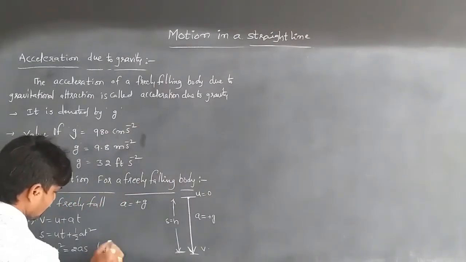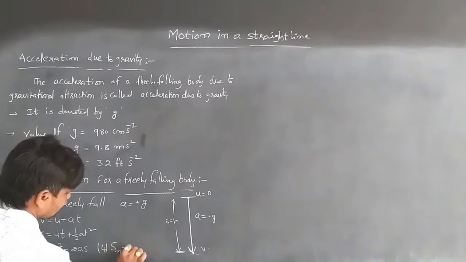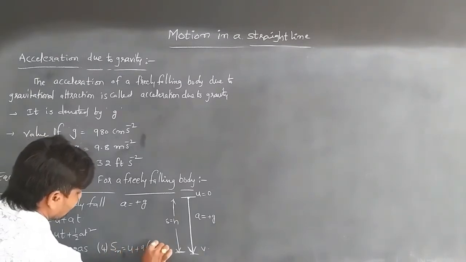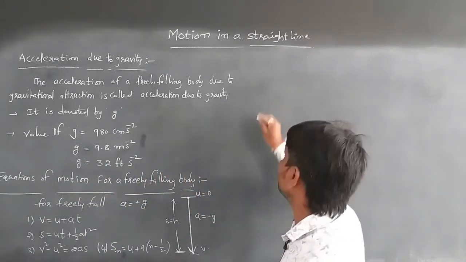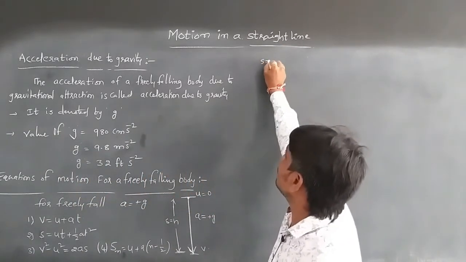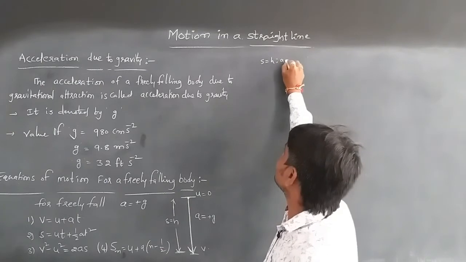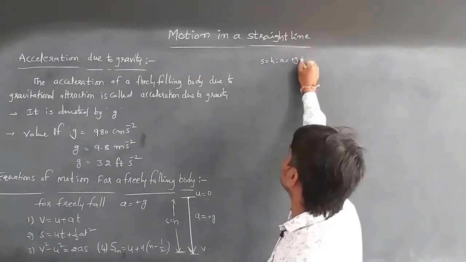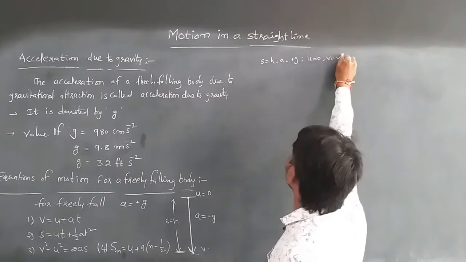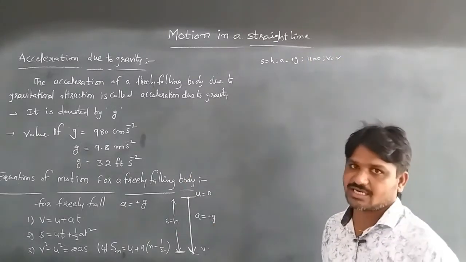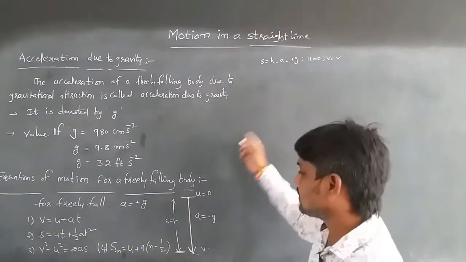The fourth one is Sn is equal to u plus a of (n minus 1) by 2. So these equations can be changed as s is equal to h, a is equal to plus g, initial velocity u is equal to 0, and final velocity v is equal to v, meaning the final velocity is considered as v. That's why we are substituting in this equation.